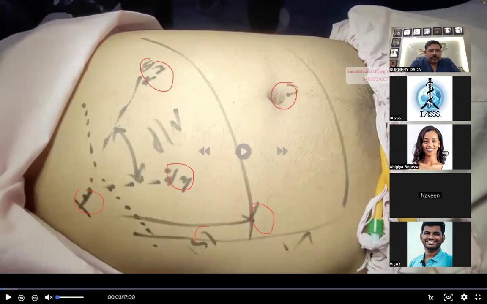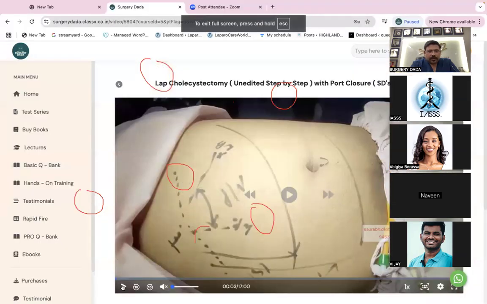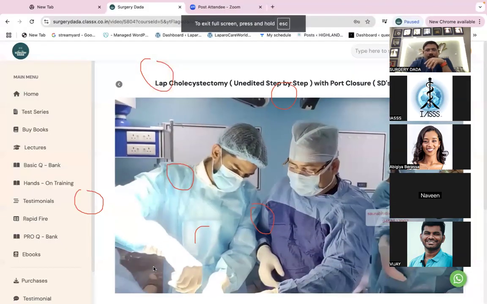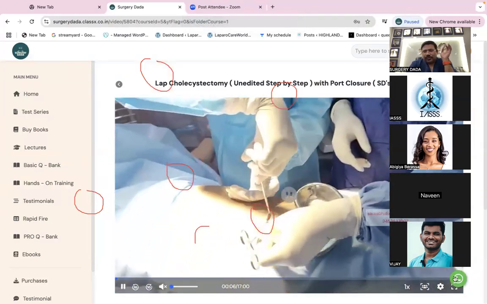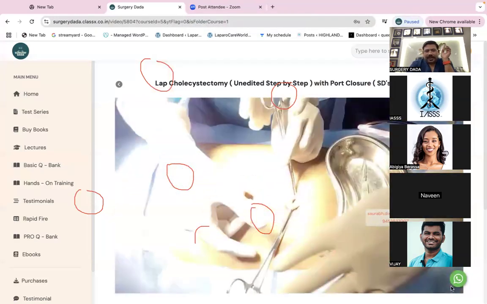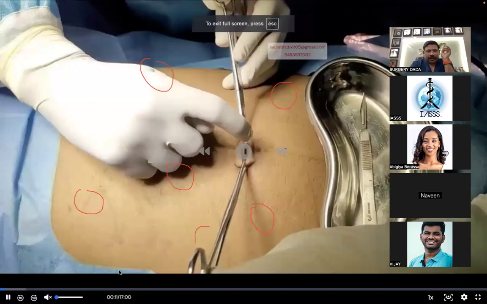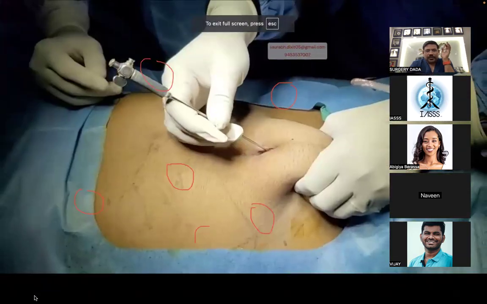Let us move forward and let us see this surgery. Just a minute. Yeah, so let me play it for you. Now, this is a resident video. A lot of residents come to my center and I teach them how to do this surgery. So let us quickly move forward.